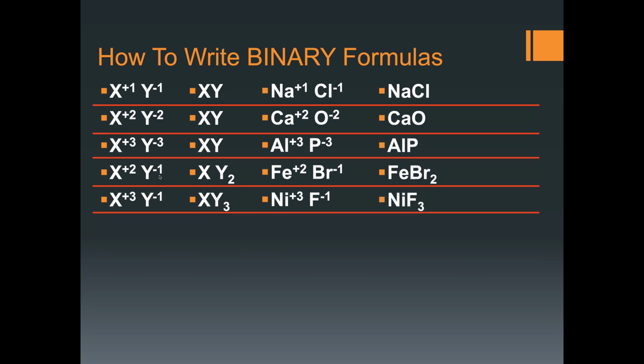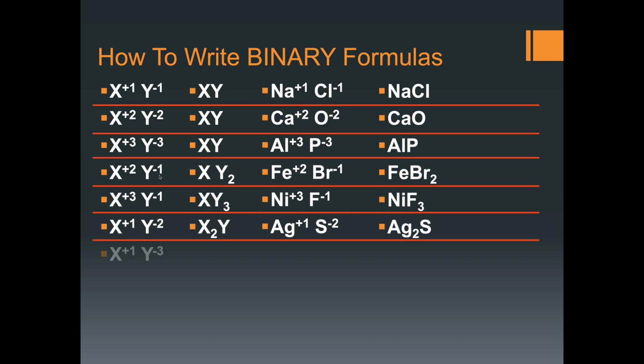And the same is true if the negative ion is the larger size. We'll need 2 plus 1s to cancel out the minus 2. So the formula for silver sulfide would be Ag2S. We need 2 positive 1s to cancel out the negative 2. X is +1, Y is -3. We're going to need 3 positive 1s to cancel out the negative 3. So when we bond potassium with nitride, our formula will be K3N.